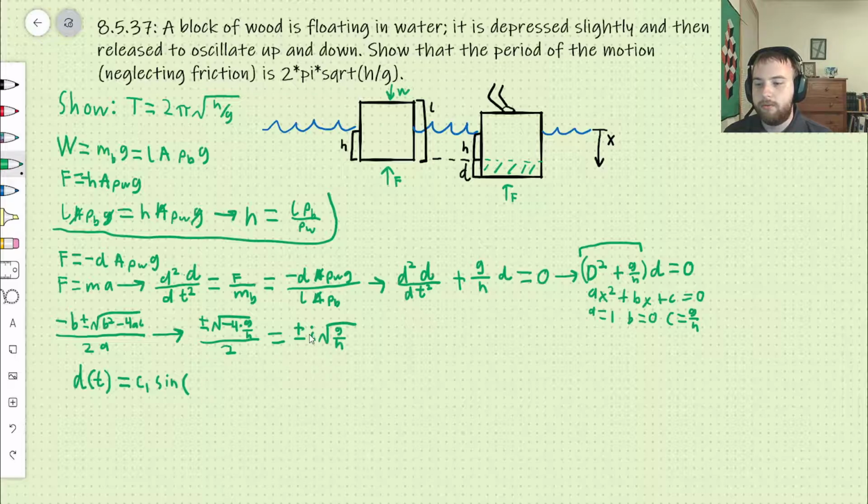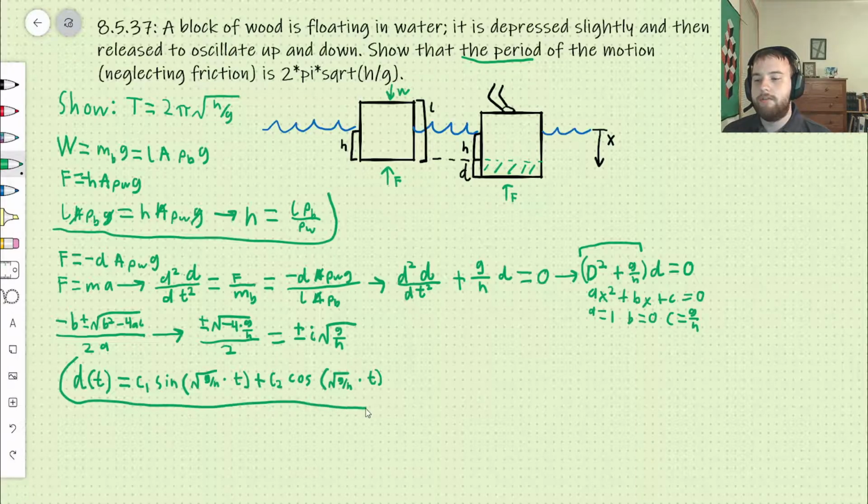Because we're putting it in sine and cosine form, we don't need to keep the i. I'm skipping the exponential step and going straight to the sine and cosine step. So it's going to be square root of g over h times t, plus our second arbitrary constant, C2, cosine of square root of g over h times t. Okay, so this is the answer, not the answer to the question specifically because it wants to know the period, but this is actually the equation that describes the motion of the box.